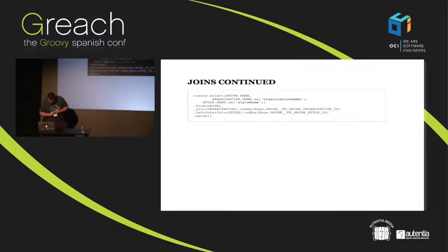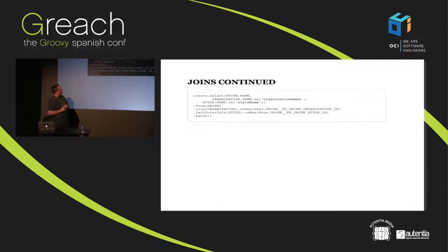This one is a slightly more complicated join, where we're going to join two tables and select specific things out of each table. In this case, you'll notice at the bottom I didn't do the fetch into and give it a type. So this will actually return a list of records, and then you could either map that manually or create a new POJO that had an organization name and a style name on it, and it would map those correctly.